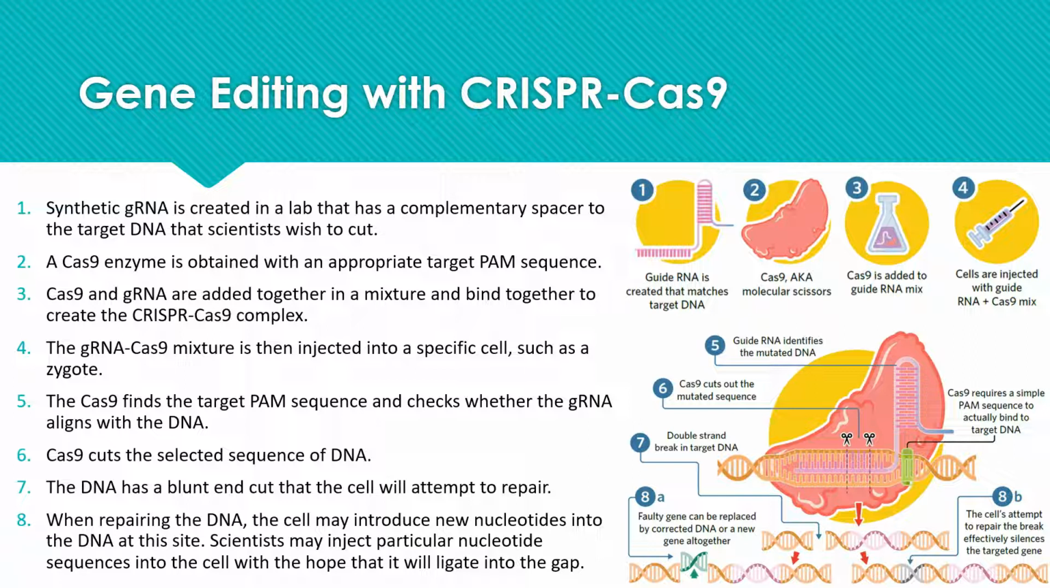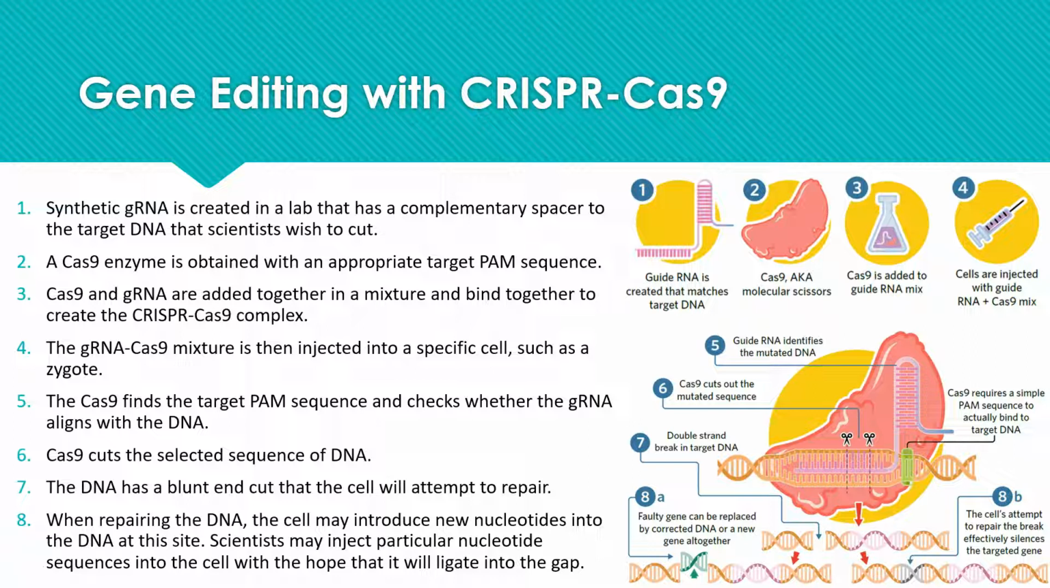Now, as you cut this, it creates a blunt end in the DNA, and the cell will go and try and repair that because it doesn't want this broken DNA. It's at this point, where the DNA is trying to be repaired, that we can get in and do a few things. While that DNA is being repaired, you can actually get the cell to introduce new nucleotides into the DNA at its site. And these could be ones that you have specifically put in as sequences into the cell in the hope that it will ligate or be attached into that gap.